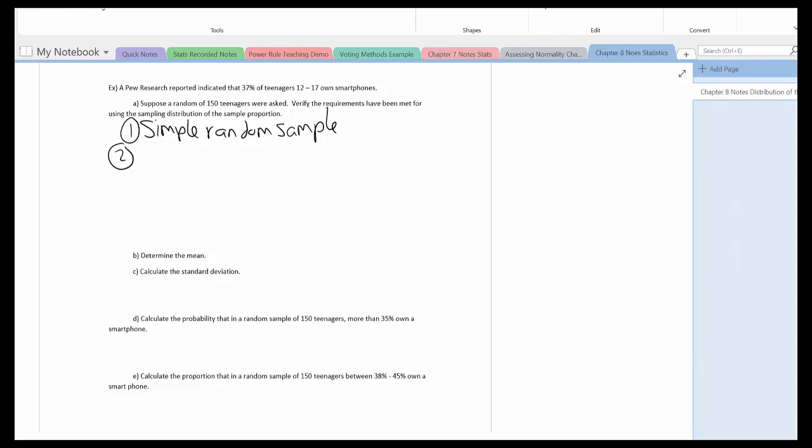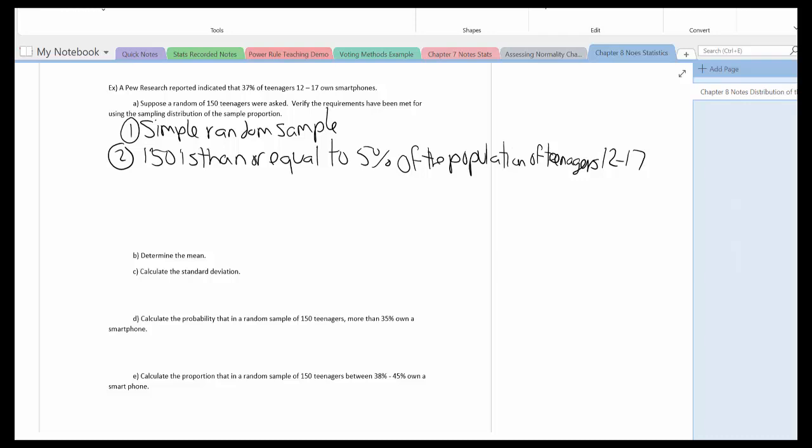2, let me write this out now. 150 is less than or equal to 5% of the population of teenagers 12 through 17.